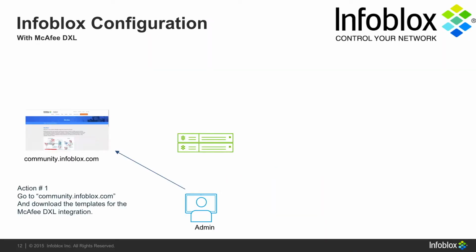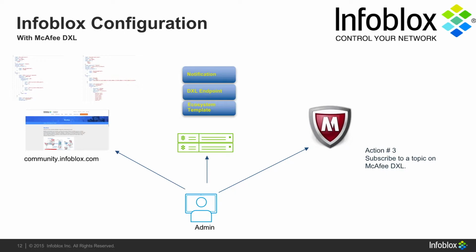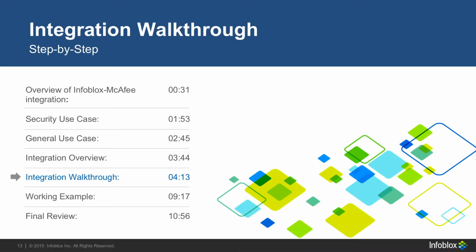Now, let's do a quick overview on the integration with McAfee DXL. First, go to Infoblox's community site. We want to download templates for the McAfee DXL integration. Second, go to your Infoblox interface, and here you want to upload the ecosystem templates that you just downloaded from the community site, add a DXL endpoint, and add a notification, all in that order. Finally, subscribe to a topic you want to receive information for on McAfee's site. Now I'll be showing you how to set everything up.